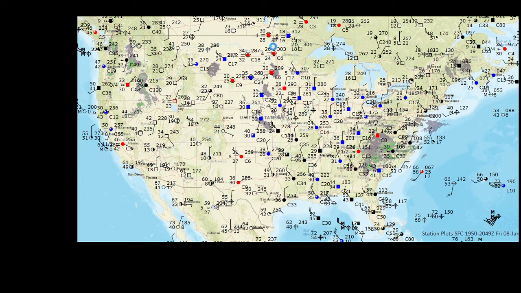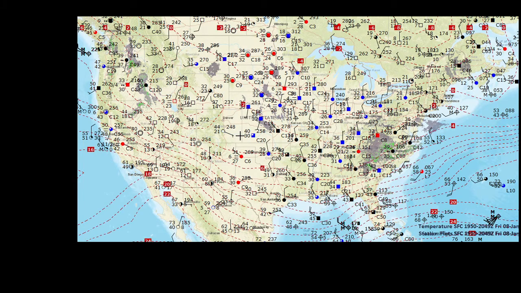So let's go ahead. Well, I just hit the temperature. These are isotherms, lines of equal temperature. On the station plot, the top number, there's a good example there, 40, is the temperature. It's 40 degrees. The bottom number is the dew point, which is 30 degrees. So you have a 10-degree difference. Once we get up to the upper levels, it reads a little bit different.